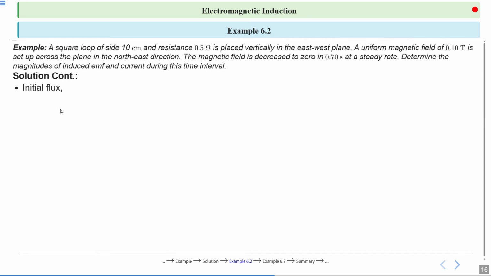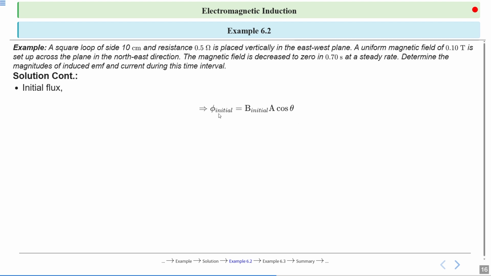Now, what is the initial flux? That is the first method, when we calculate the magnetic flux for one loop. In this question also, there is only one turn. The number of turns is not given, so that is considered as one turn. In the previous example, we calculated the magnetic flux for one turn, like we are calculating here.